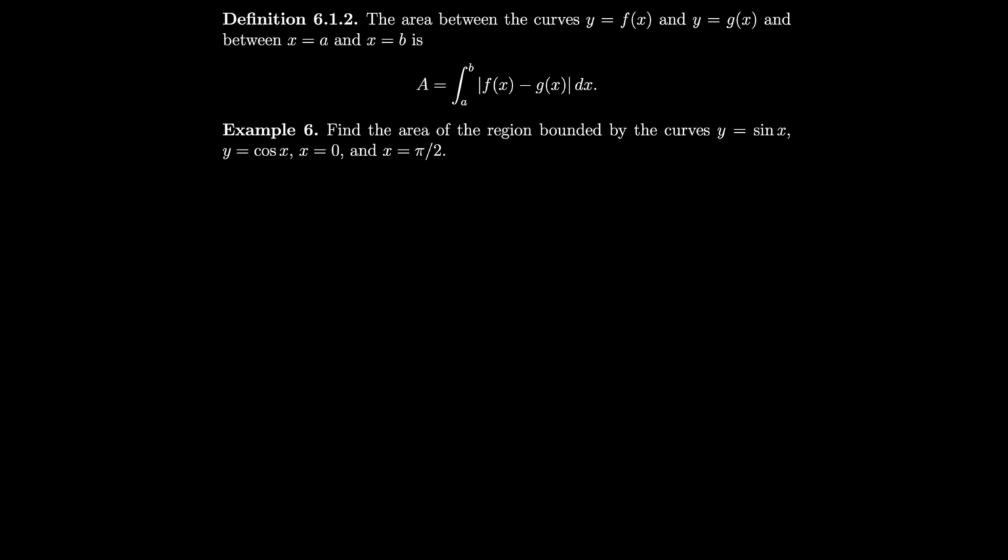Let's do an example by finding the area of the region bounded by the curves sine and cosine from 0 to pi over 2.